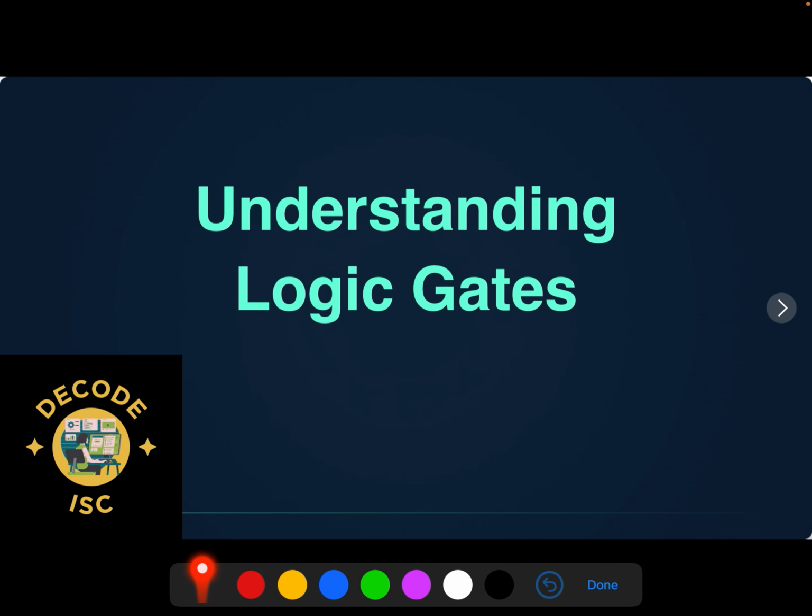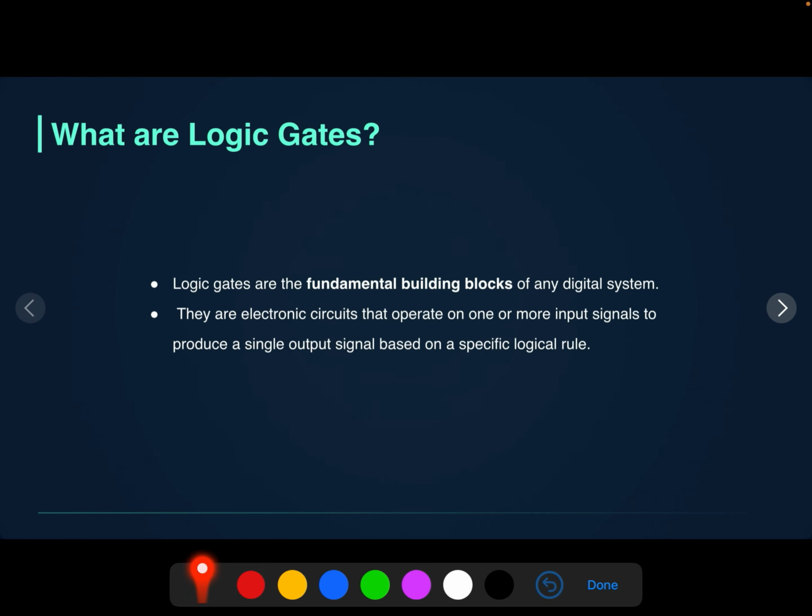In this video, we will be discussing logic gates. So what exactly is a logic gate? Think of them as fundamental building blocks of a digital system. At its simplest, a logic gate is an electronic circuit that makes decisions. It takes one or more input signals, that is, your binary inputs, your zeros and ones, and then it processes that to give you one exact output based on a specific logic rule.